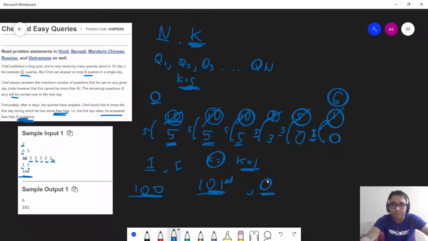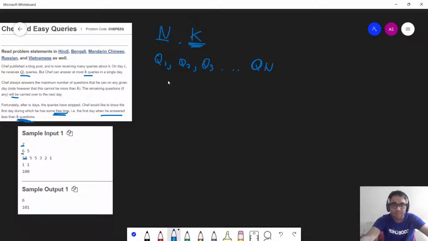Now let us see how we can solve this particular problem. Okay, now how will we approach this particular problem? The approach to this problem is simple.